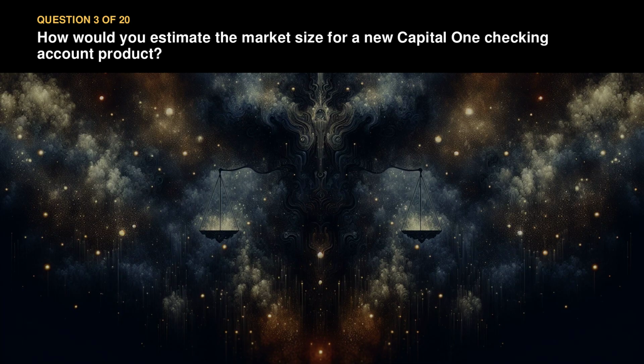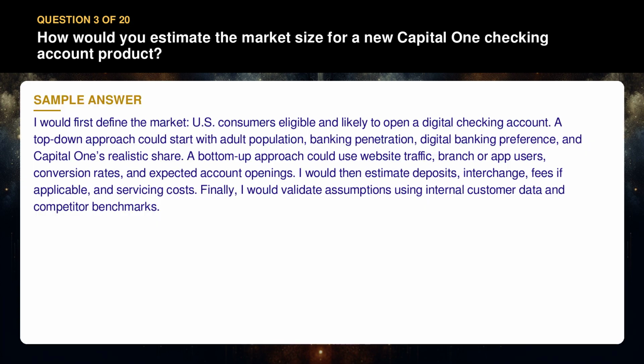Question 3. How would you estimate the market size for a new Capital One checking account product? I would first define the market: U.S. consumers eligible and likely to open a digital checking account. A top-down approach could start with adult population, banking penetration, digital banking preference, and Capital One's realistic share. A bottom-up approach could use website traffic, branch or app users, conversion rates, and expected account openings.